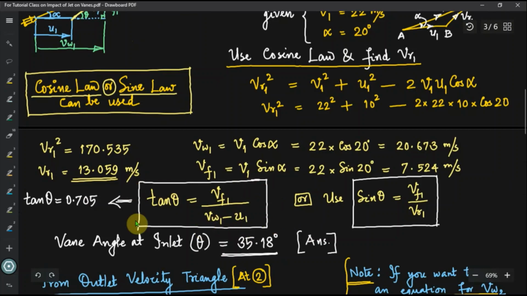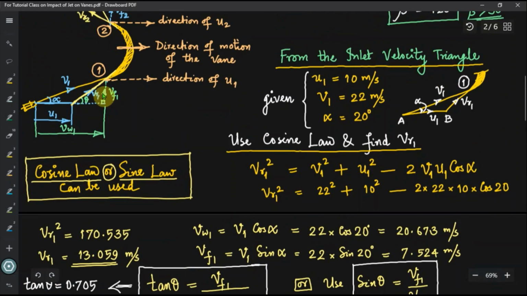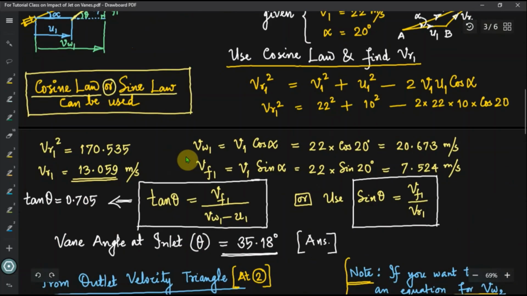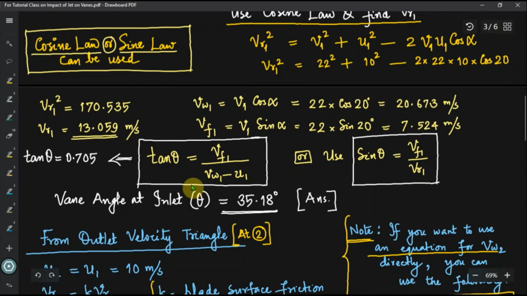So you can use either this one, or you can take sin theta from this. Sin theta is the opposite side Vf1 by the hypotenuse Vr1. Vf1 and Vr1 both are available now. So using any of these, you can find out the vane angle at inlet theta. So theta is equal to 35.18 degrees. That is a part of the answer.